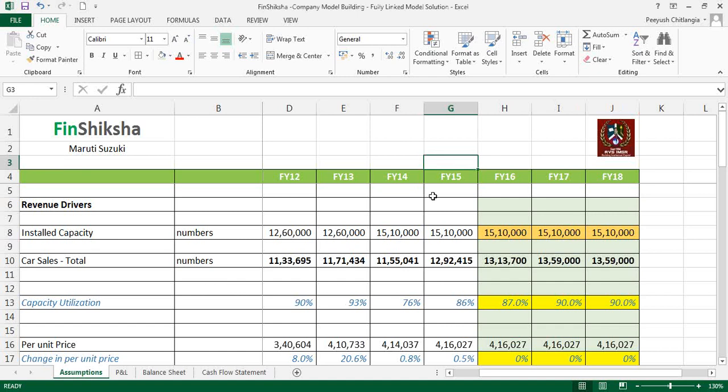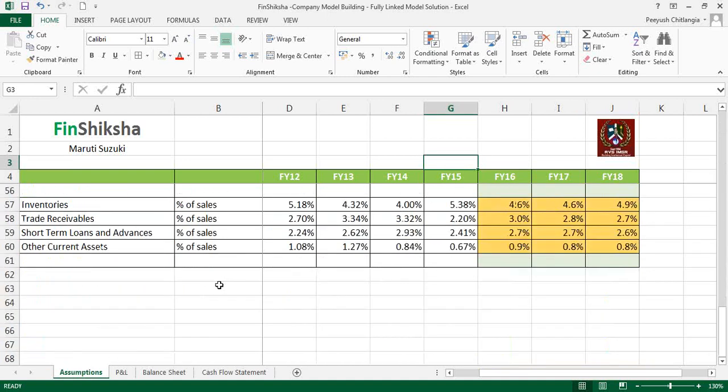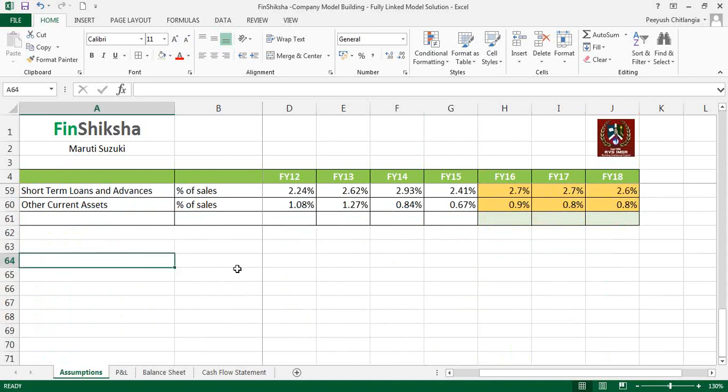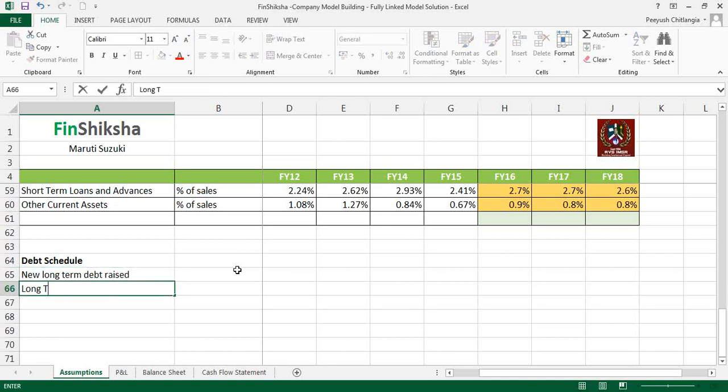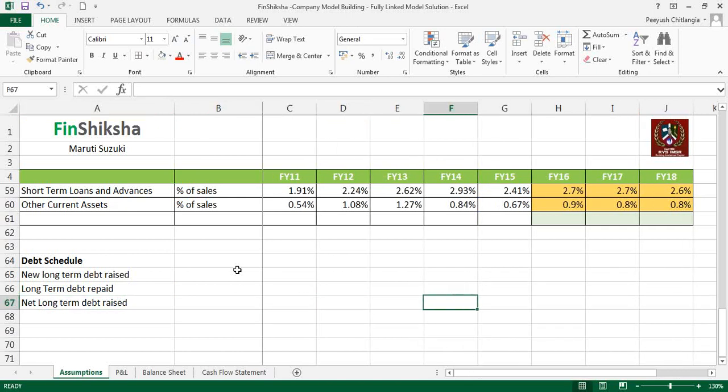So in the previous section, we had made a completely balanced balance sheet and a fully dynamic model. There are two other elements that can be added to this, which is we go back to the assumption sheet and go right at the bottom and create what is called the debt schedule, right? Let's embolden it and say new long-term debt raised, long-term debt repaid, and net long-term debt raised. These are the three line items that come in.